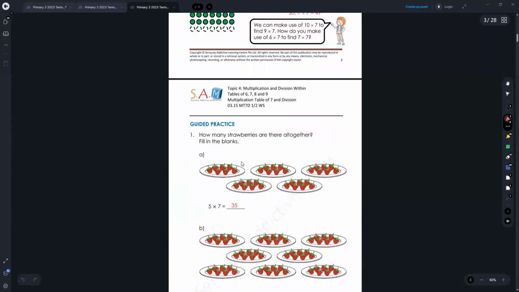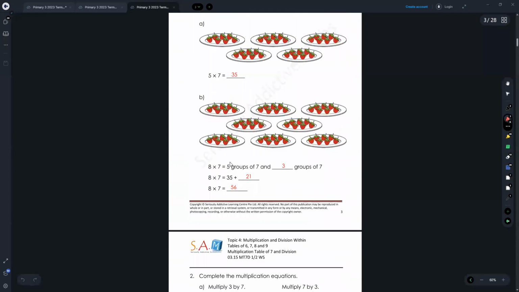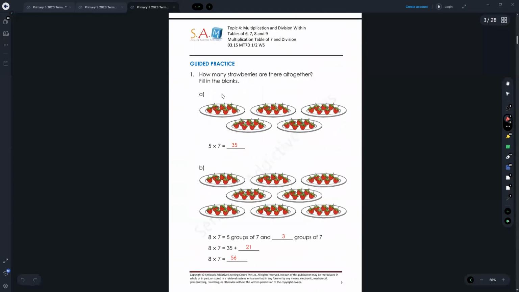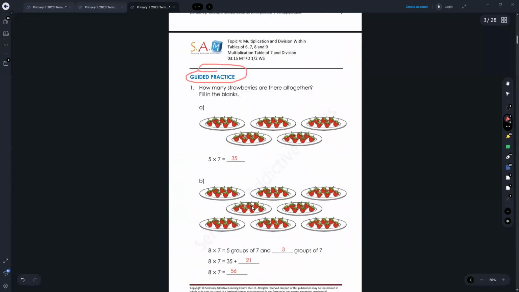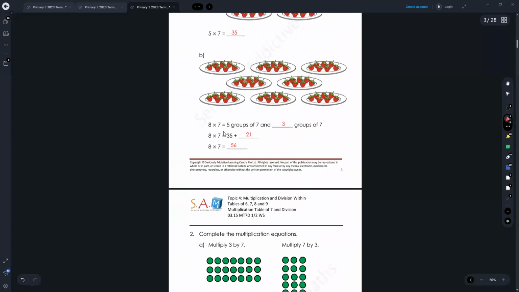7 more or 7 less, right? So it's basically 1 group more, 1 group less. So 5 times 7 is 5 groups of 7. Do the guided practice, focus on that instead. Get into it. 5 times 7, 8. What is 8 times 7? This is breaking up, right? Why? Because if they cannot remember what is 8 times 7, as long as they remember 5 times 7 equals 35.